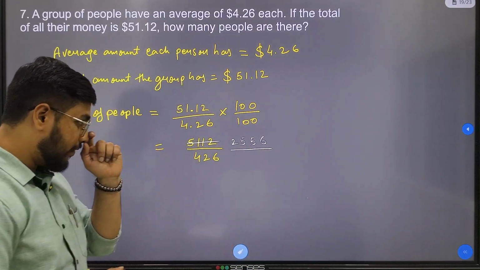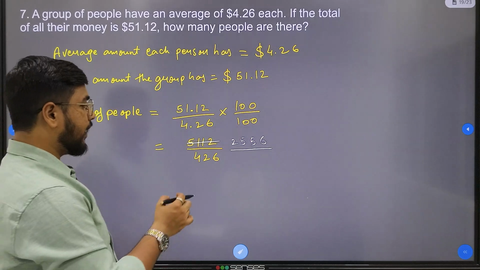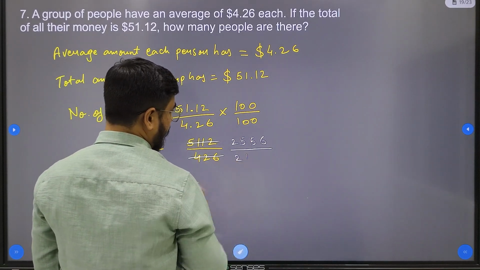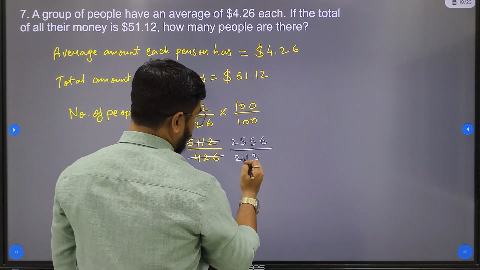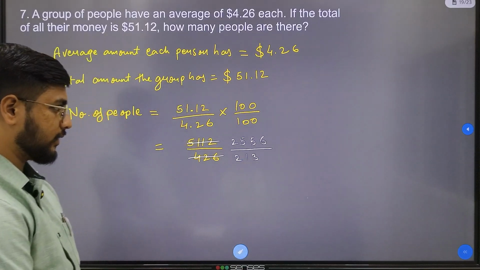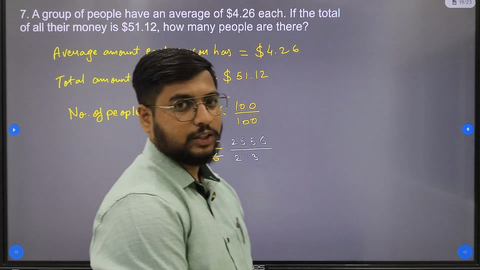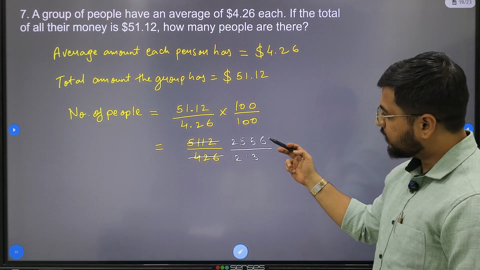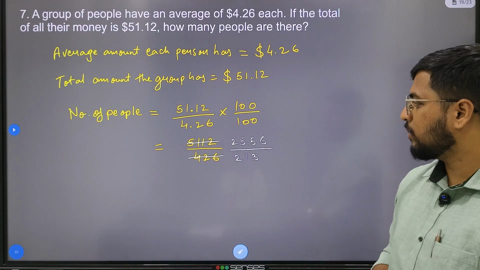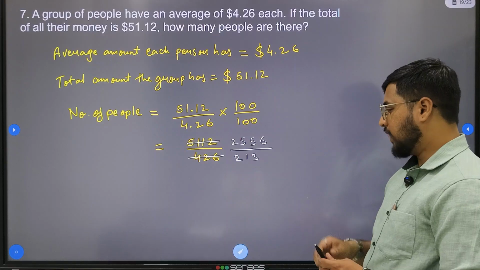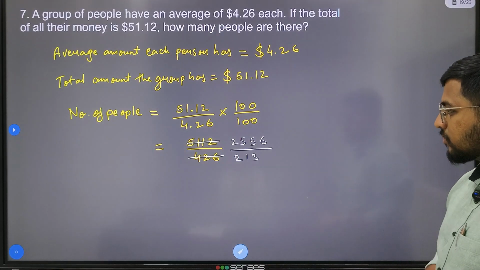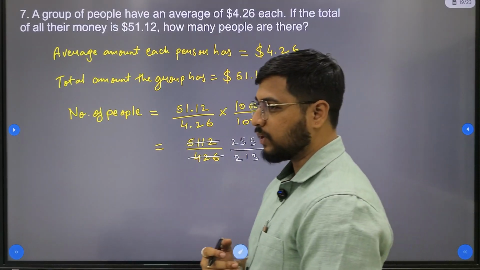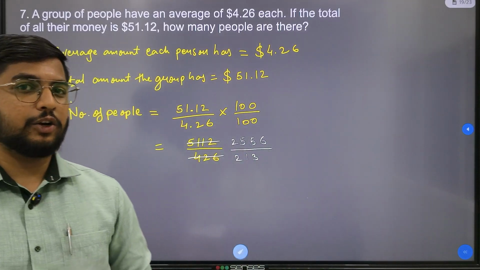It's been divided, and for the denominator, 2 into 2 is 4. 2 into 1 is 2. 2 into 3 is 6. Now what do we see over here? In the numerator there is a 6, that's an even number in the units place. In the denominator there is a 3, that's an odd number, so both are not divisible by 2.